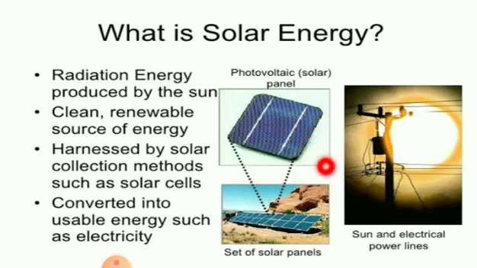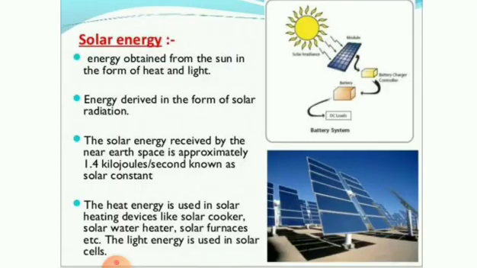This is a set of solar panels. I will explain how the solar panels work. Right? Solar energy is obtained from the sun in the form of heat and light. The energy is derived in the form of solar radiation. This is a panel. The solar energy received by near earth space is approximately 1.4 kilojoules per second, known as the solar constant. The heat energy is used in solar heating devices like solar cooker, solar water heater, solar furnaces, etc. The light energy is used in solar cell.